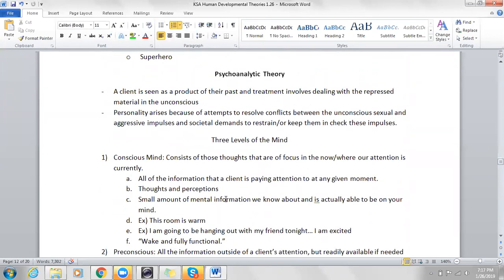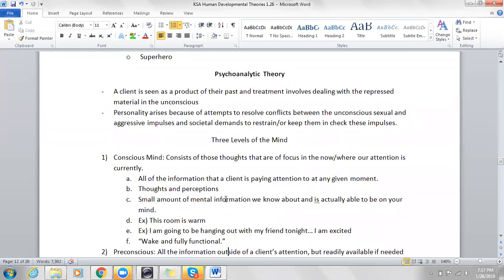which sees a client as just a product of their past, and treatment involves dealing with repressed material, like catharsis, and personality arises based on resolving issues within their past and what they've experienced.